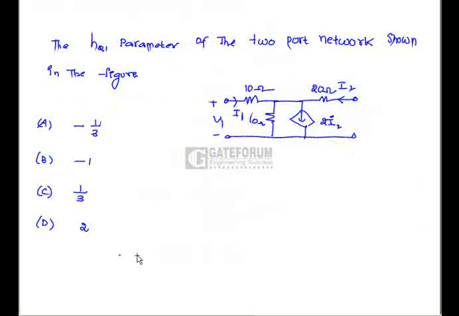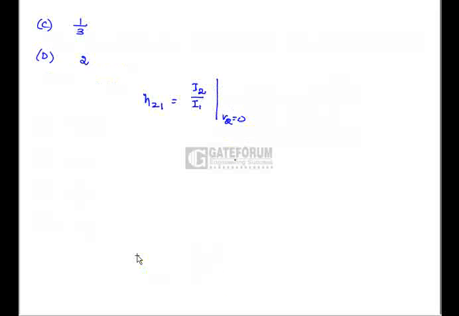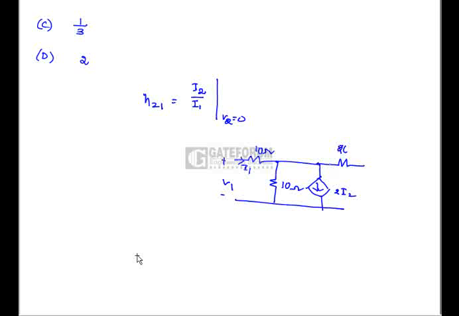The H21 parameter of the two-port network shown in the figure. See, the equation for the calculation of H21 is I2 by I1, making V2 equals 0. That means 10 ohms, 2I2, this is I1, this is plus V1, 20 ohms, I2. We have to make the output short circuited.